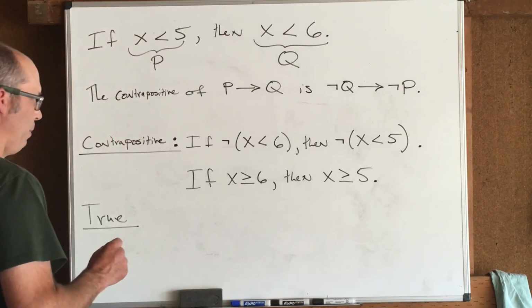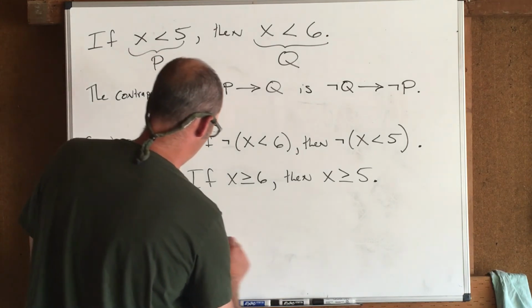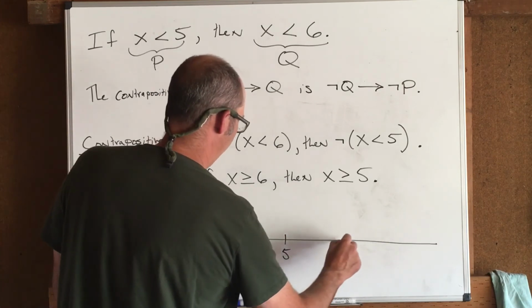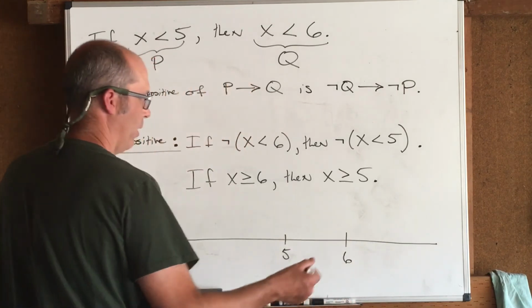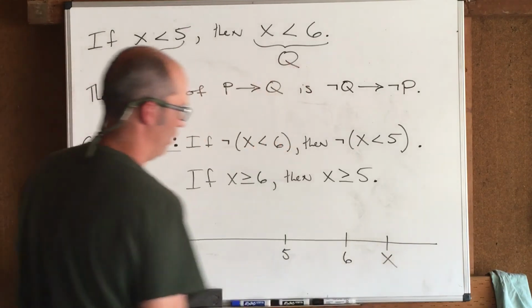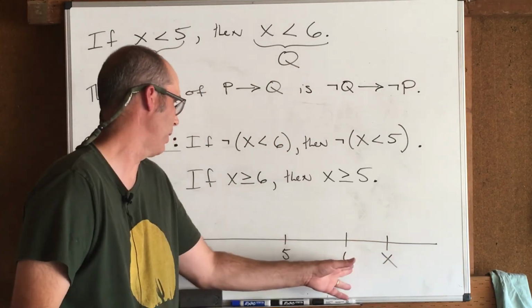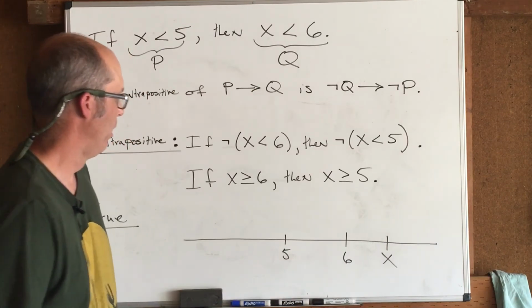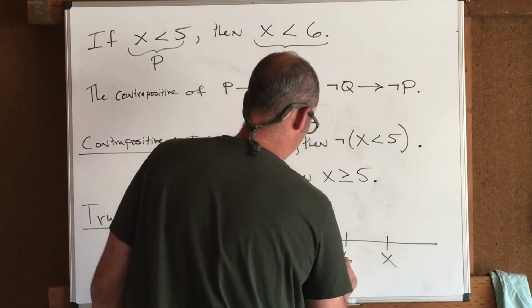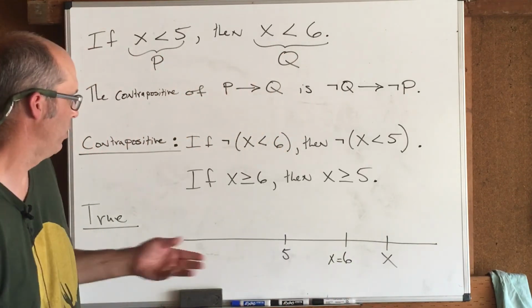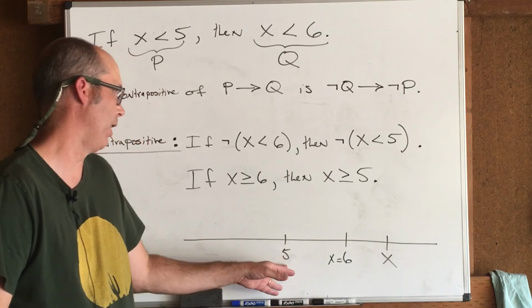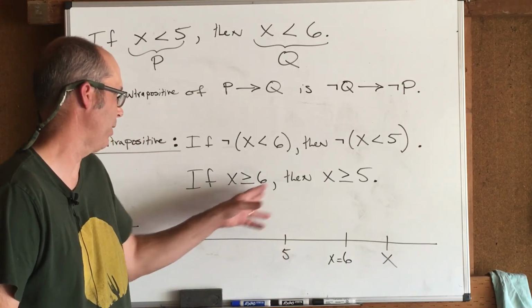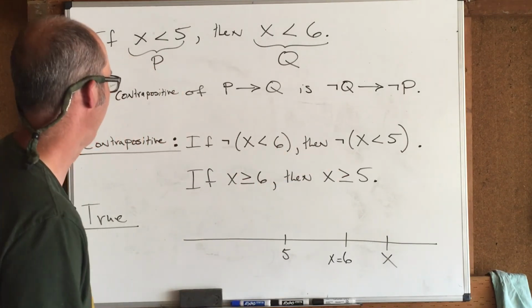All right, and then how can we show this? We can show it with the number line again. Let's put a 5 there and a 6, and let's put x there. Here you see x is greater than 6, so x is greater than or equal to 5. Or if x is equal to 6, then x is still greater than or equal to 5. So if x is greater than or equal to 6, then x is greater than or equal to 5.